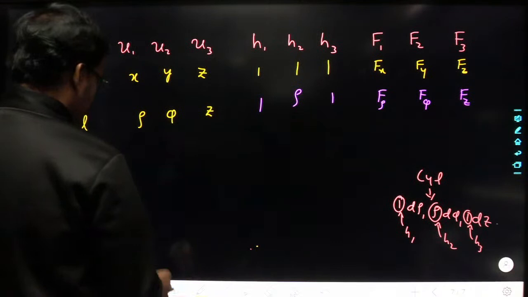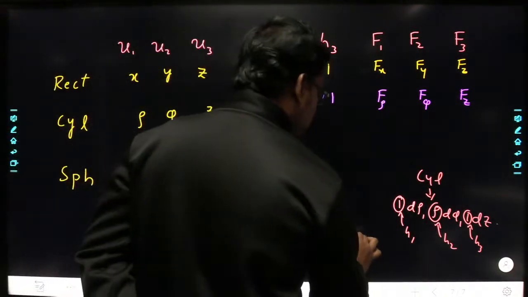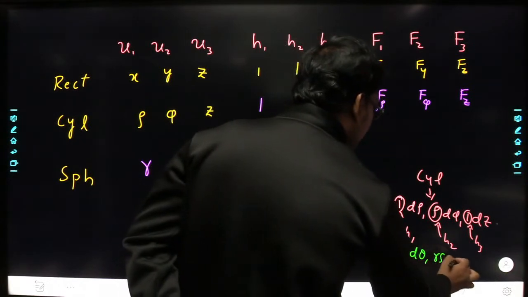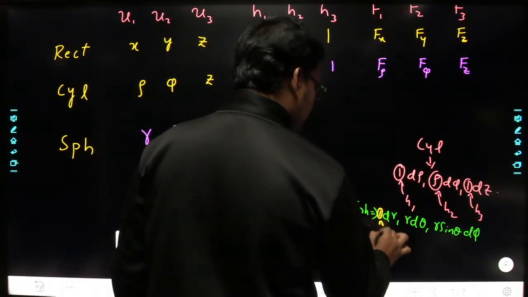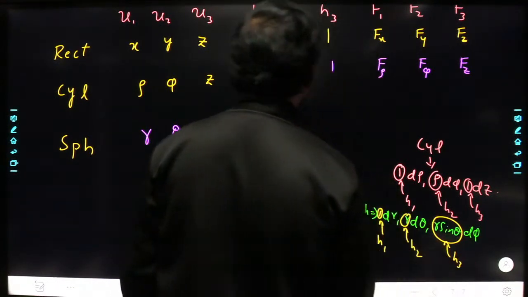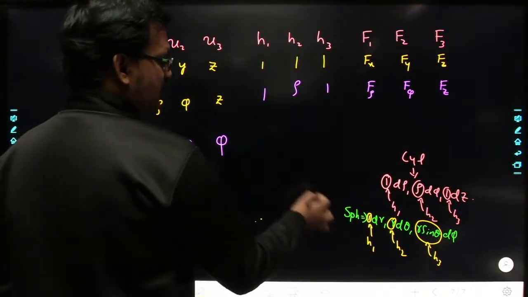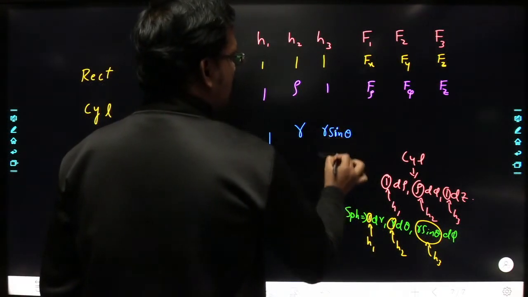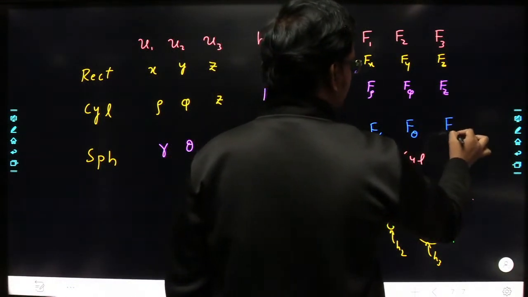Next, in the spherical coordinate system, the coordinates are r, theta and phi. So what is h1, h2, h3 here? Write down the differential lengths: dr, r d theta and r sin theta d phi. The coefficient of dr is h1, the coefficient of d theta is h2, and the coefficient of d phi is h3. So h1 is 1, h2 is r, h3 is r sin theta, and here f1 is the r component, f2 is the theta component, and f3 is the phi component.